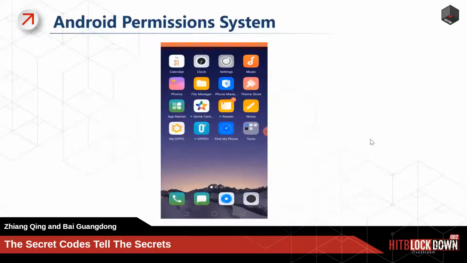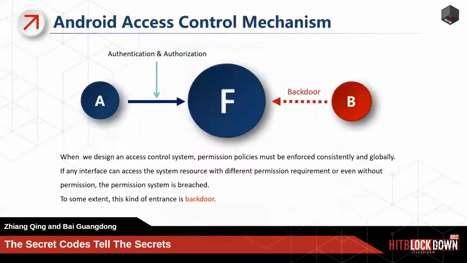So here actually is something I discussed in the previous slide. You have the normal interface to change the language, and this interface is enforced by authentication and authorization. Basically, there is a safeguard to this functionality. However, if you use a secret code, this safeguard can be bypassed. Okay, so this is a violation of the Android permission system.